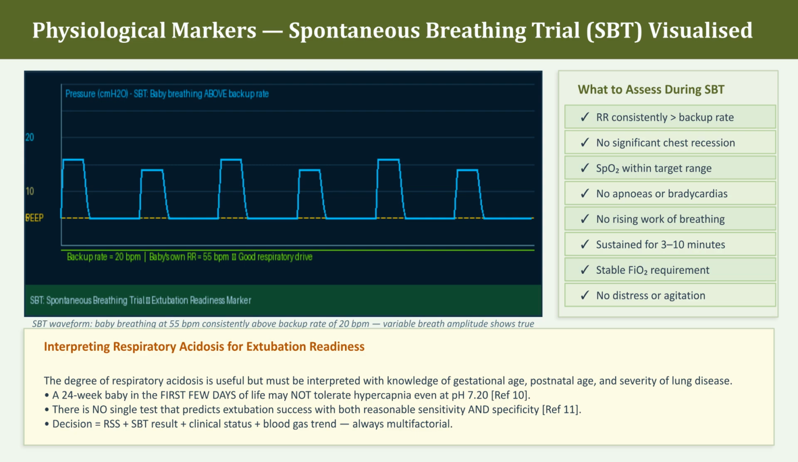A spontaneous breathing trial is a short trial of extubation readiness assessing respiratory effort. Successful extubation requires consistent respiratory rate above backup, no significant recession, stable SpO2, and no increased work of breathing for at least 3 to 10 minutes. The final decision is always multifactorial.